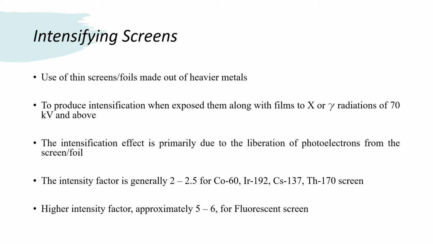The intensification factor with the screen is generally 2 to 25 for cobalt 60, iridium 192, caesium 137 and thulium 170 screens. Fluorescent screens give a much higher intensification factor, approximately 5 to 6 or even more. So these are the intensification screens.